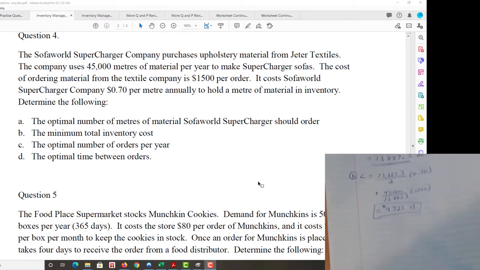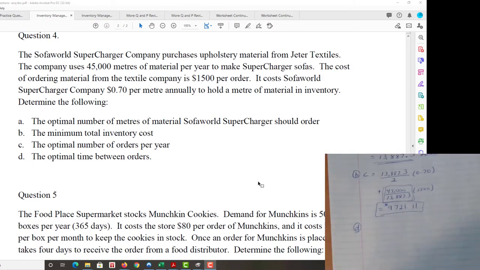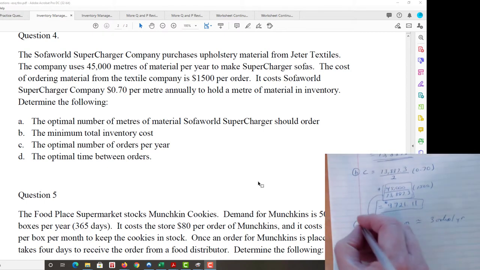C, optimal number of orders per year. Well, that's not too bad. We will just essentially isolate this value right there, which represents the number of orders, and it equals 3.24, or roughly 3 orders per year. Most of the time it's 3 orders per year, and every so often we place 4 orders in a year. Obviously, a quarter of an order, you either placed the order or you didn't. Sorry, that's C. Alphabet's a little bit lost on me right now.